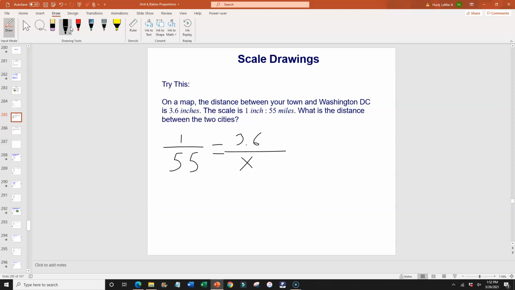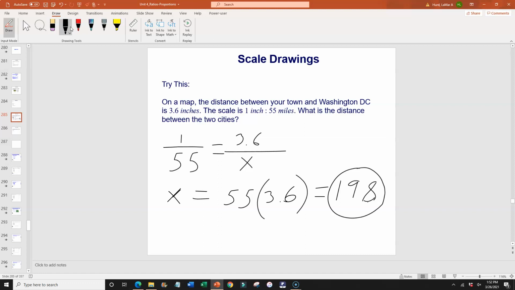So we cross multiply. We have x. You don't need to write 1x. And then we want that to equal 55 times 3.6. We get out our handy dandy calculators. That comes out to 198. So there are 198 miles between the two cities.